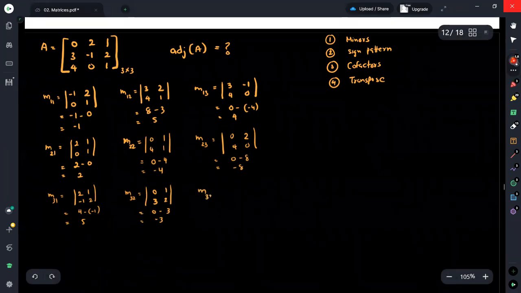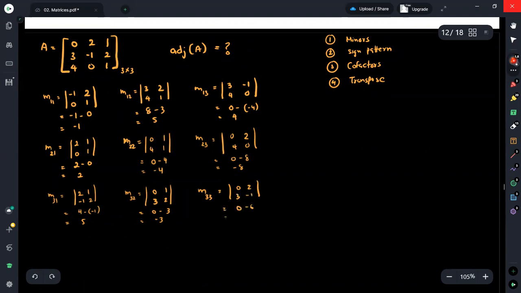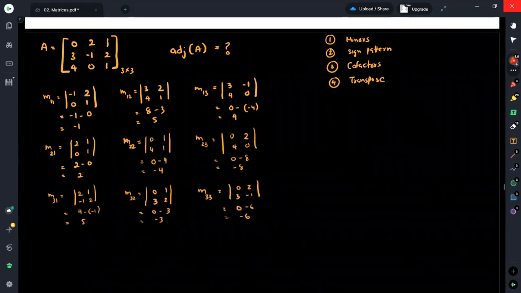In a similar manner, we can get the M33 value, which should be 0, 2, 3 and minus. Then we'll get 0 minus 6, which equals minus 6. Therefore, now we have identified all the minors. For the easiness of calculation, I will write down all the minors inside the matrix.